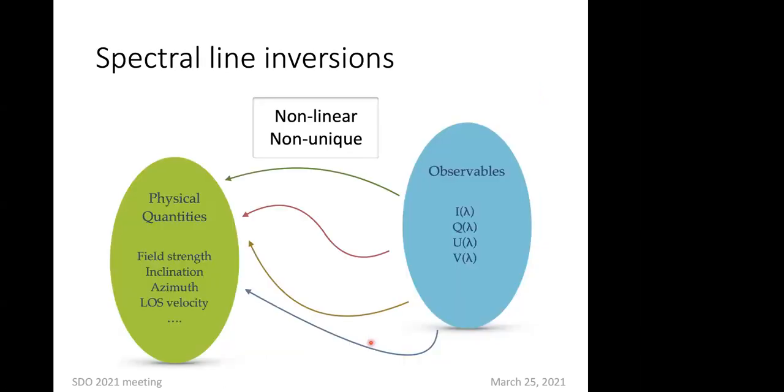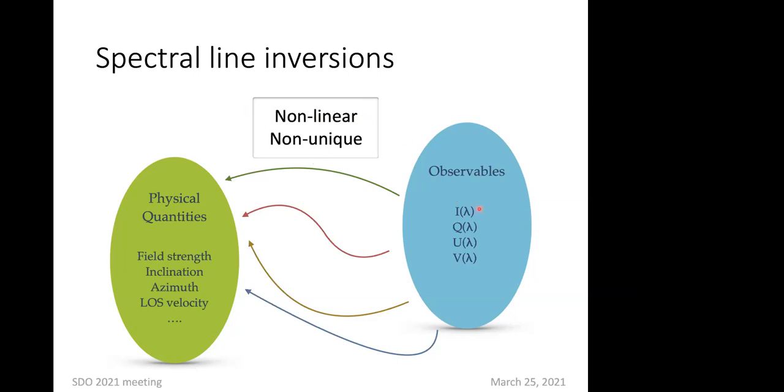The way we obtain information about the magnetic field in the sun's atmosphere and other properties of the sun's atmosphere is through spectral line inversions. Spectral line inversions essentially perform an inverse mapping between the observables, this is the intensity and the polarization of light as a function of wavelength, and the physical state of the sun's atmosphere: temperature, density, magnetic field, you name it. But spectral line inversions are plagued with a host of issues, and a lot of them derive from the fact that they're nonlinear and non-unique.